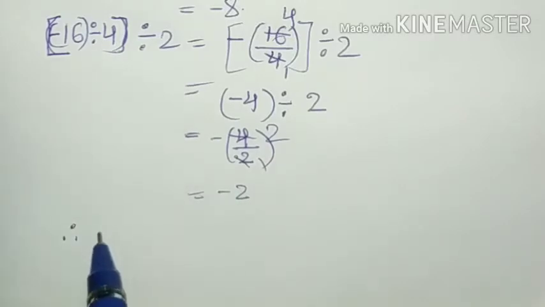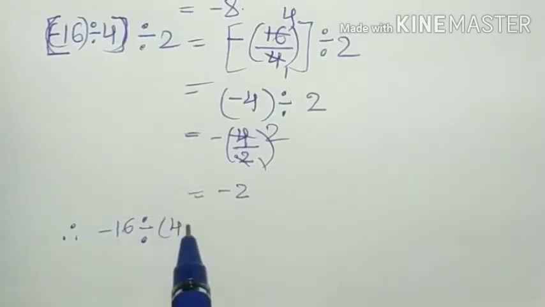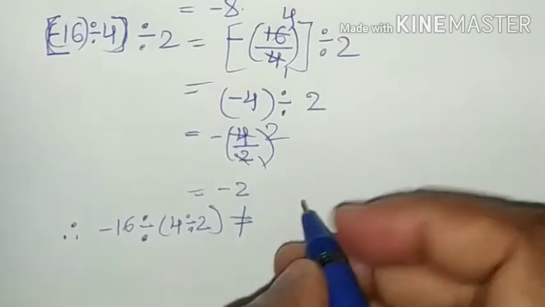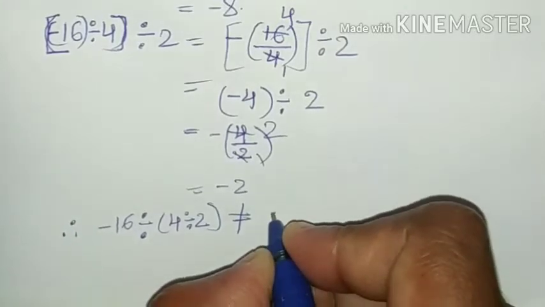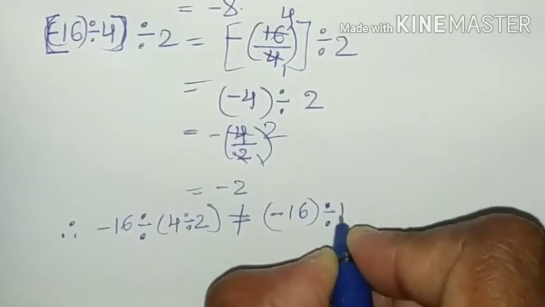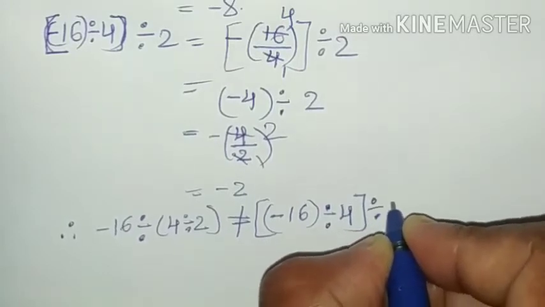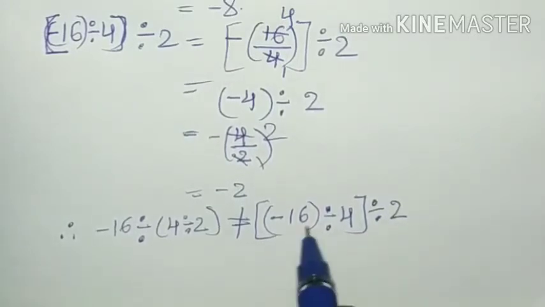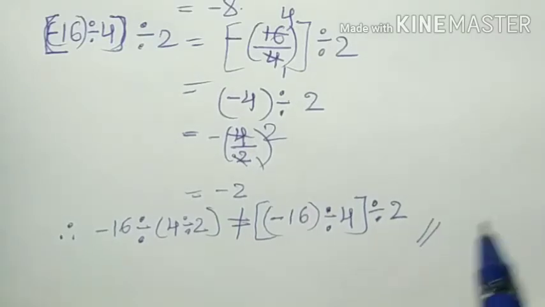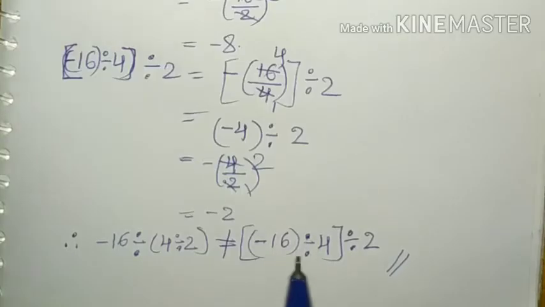Therefore, minus 16 divided by (4 divided by minus 2) is not equal to (minus 16 divided by 4) divided by minus 2. Hence division is not associative for integers.